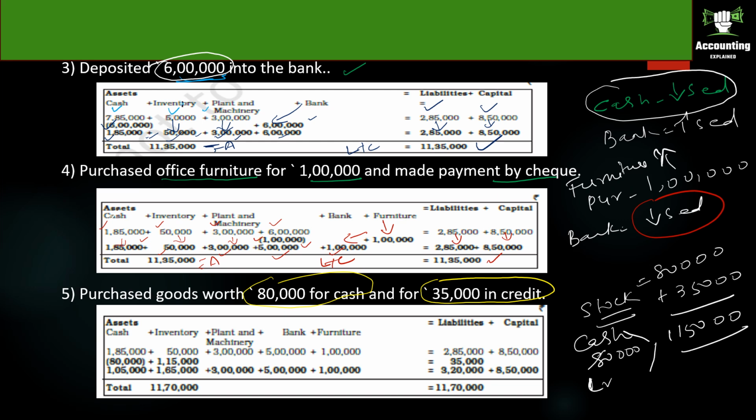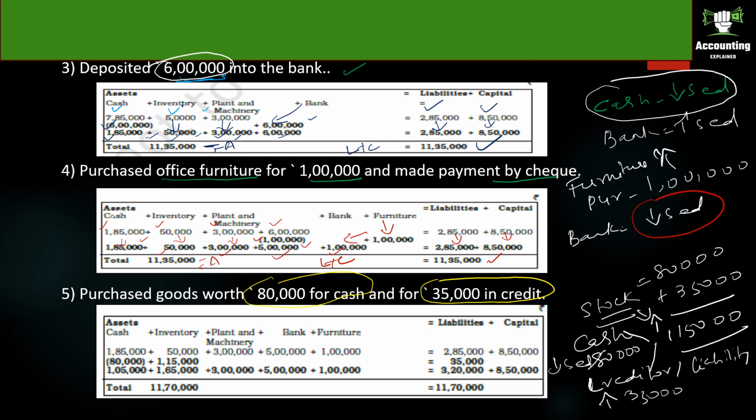Credit means you are introducing creditor or a liability to the account. So you are paying by credit means you have to pay the creditor or your liability is going to be increased. How much? 35,000. Okay. So cash has to be decreased by 80,000 and your liability has to be increased by 35,000 and your stock has to be increased by 1,15,000. Okay.